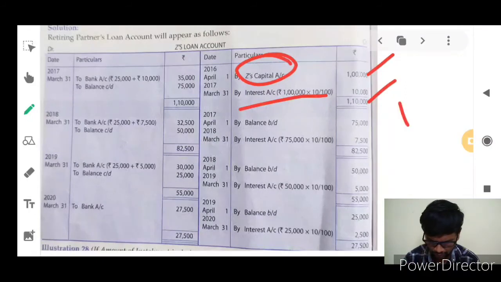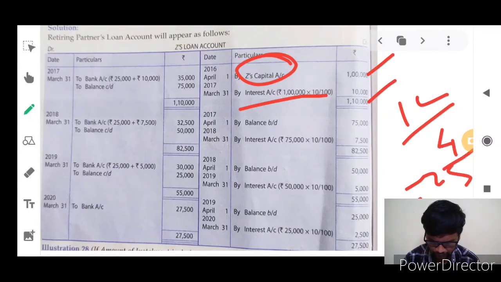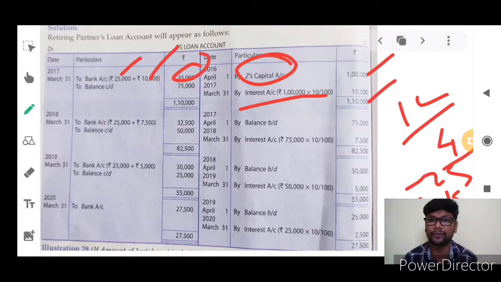So how much will come? 1 lakh divided by 4, 25,000 will come, isn't it? So first 25,000 is paid by the firm plus interest amount 10,000. So collectively 35,000 is paid by the firm for the first installment for the first year. It is 31st March 2017. Firm is paying this money to the retiring partner, and the remaining money will be 75,000, and we are going to calculate 10% for that 75,000.